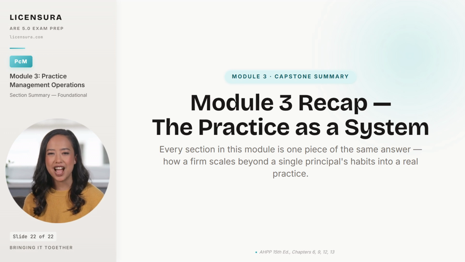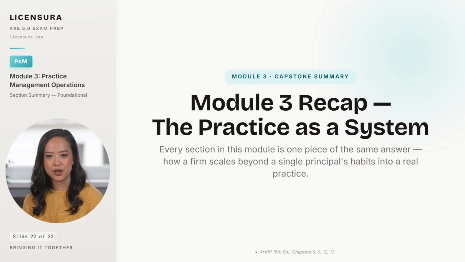The question is how an architecture firm scales beyond the personal habits of its founder into an actual practice that delivers consistent quality regardless of who is staffed on a given project. And the candidate who misses that through line fails the exam where every question expects you to see it. Let me pull the through line together one last time before you move on.